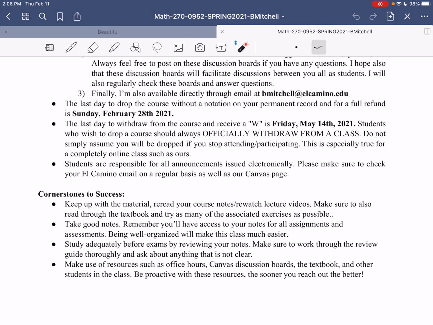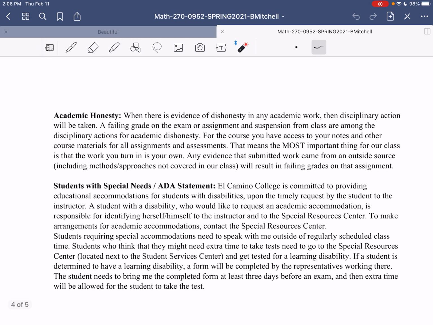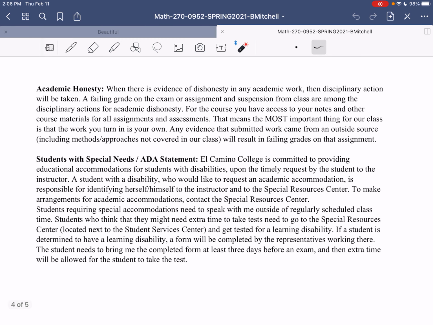All right, let's go ahead and move on to the next page then. So on here, we have just a couple quick things about academic honesty and our ADA statement. Academic honesty, of course, is very important here. I'm not going to read this word for word, but I really want to just focus on this component here. For our class, you have access to your notes and other course materials for assignments and assessments. So there's not really an academic honesty issue with making use of notes when you weren't supposed to. We're not concerned about that.